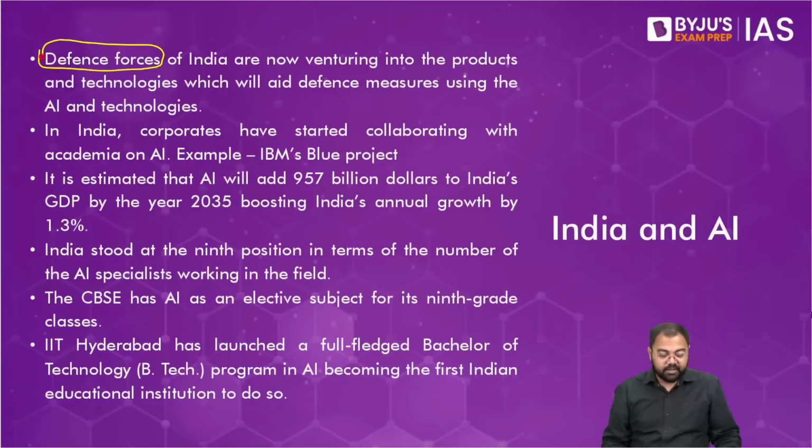So in the case of defense, India is now venturing into products and technologies with regards to AI. Apart from that, largely it is being controlled by the private sector, because they have been doing a lot of things. Almost all technology-based companies are using AI in one form or the other, wherever they want to solve a problem, wherever they want faster data processing, wherever they want a faster result. So AI is being employed by a lot of private companies.